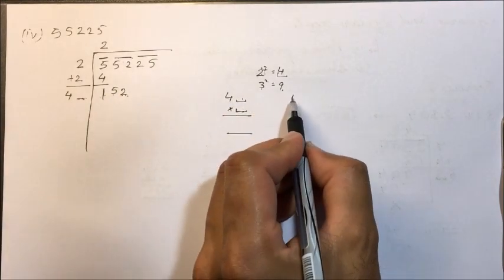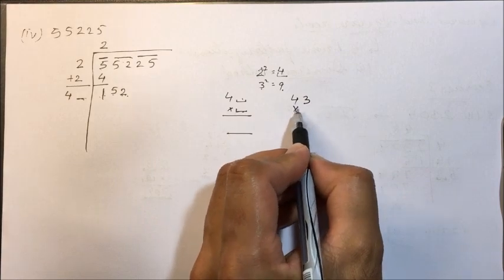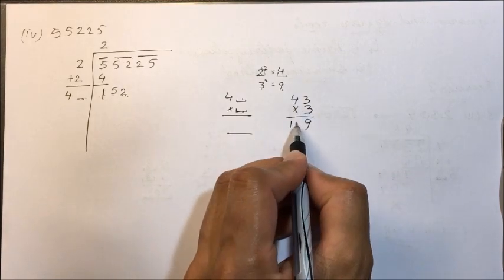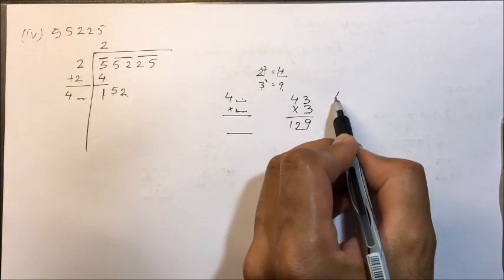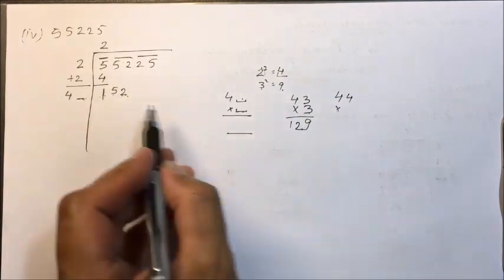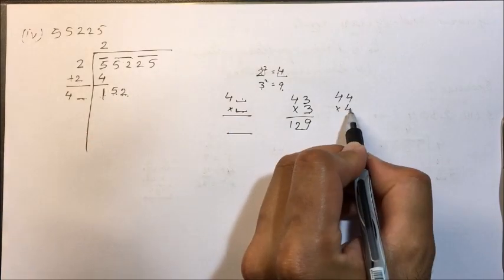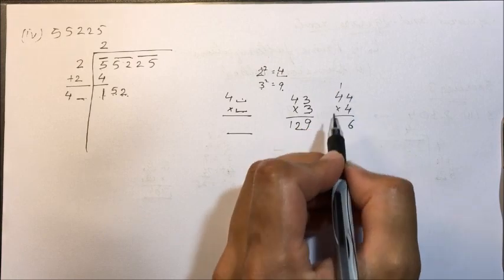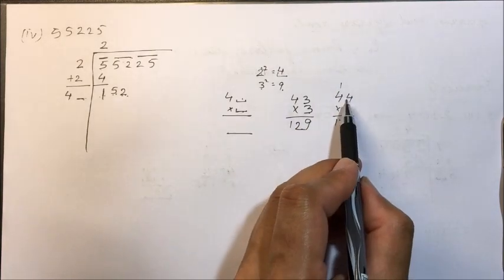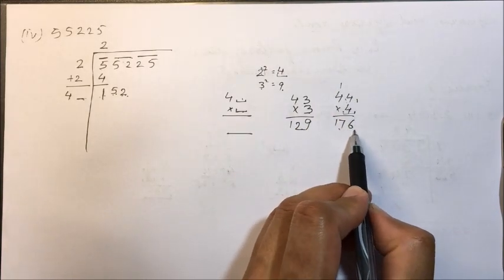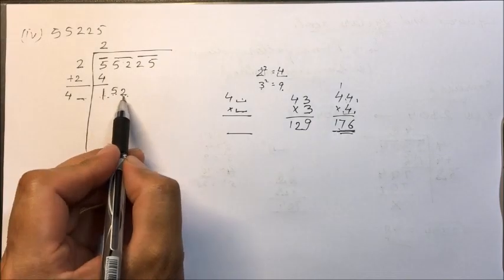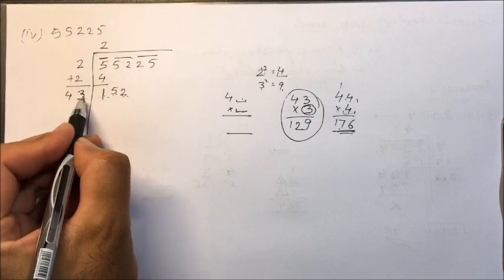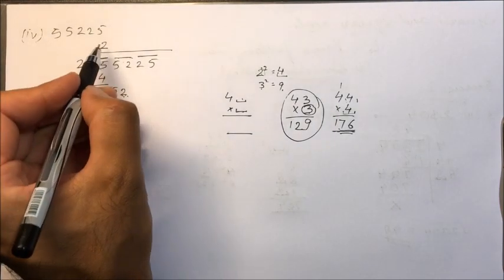So first check with 3. 43 into 3: 3 3s are 9, 3 4s are 12, 129. We can check 44 into 4. This number does not exceed this number. Check with 4, 4 4s are 16, 1 carry, 4 4s are 16, 176. When we take 4, the product exceeds 152. So we'll go with this one, that is 3. Here we put 3, 43, here 3.